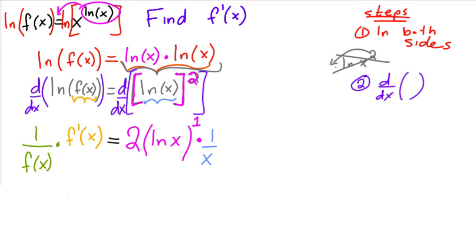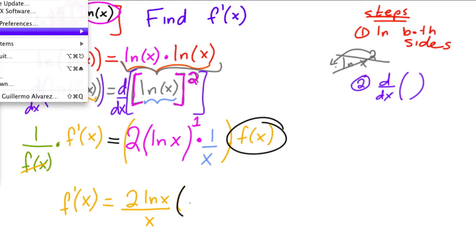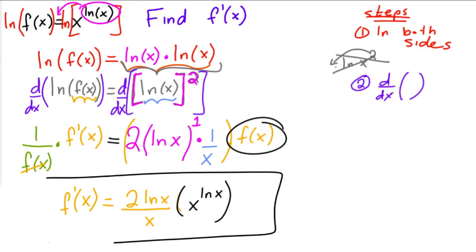Okay, and then the last step is to simply multiply both sides by f of x to get rid of it. So in this case what I'm going to get is that f prime of x is equal to 2 natural log of x over x times f of x, which is the original function, which was x raised to the natural log of x. And that's it. That's the derivative.